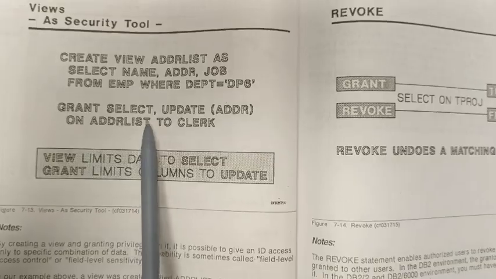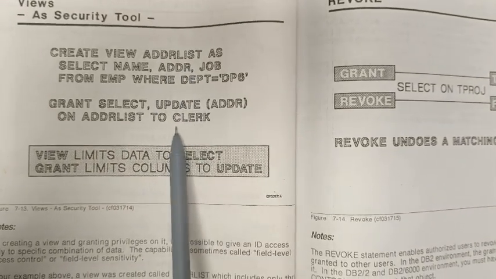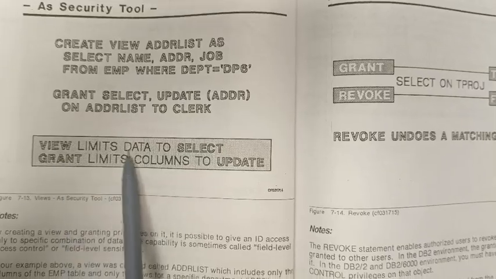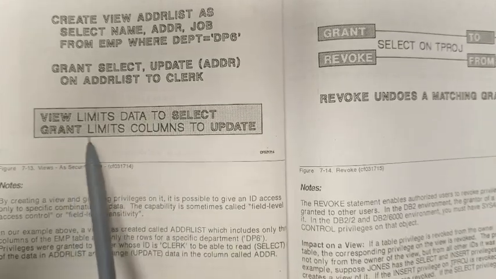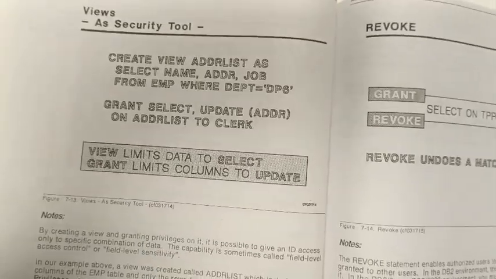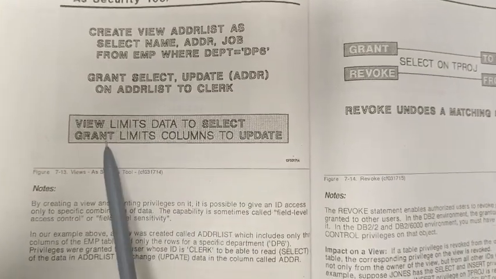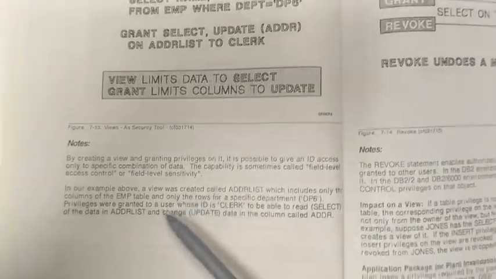On the address list table here, what is a view? The address list view is given to the clerk. This is like a rack of ID. A view limits the data to select here, and grant limits columns to update. Friends, this is very important. You can see the view limits the data to select here, and grant limits columns to update.